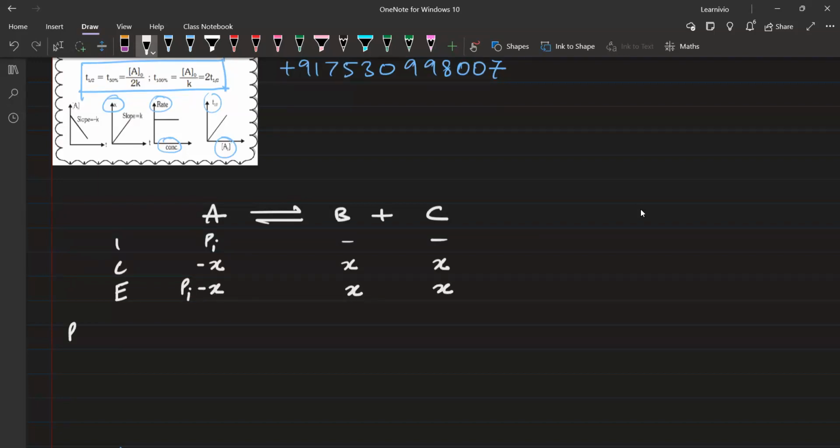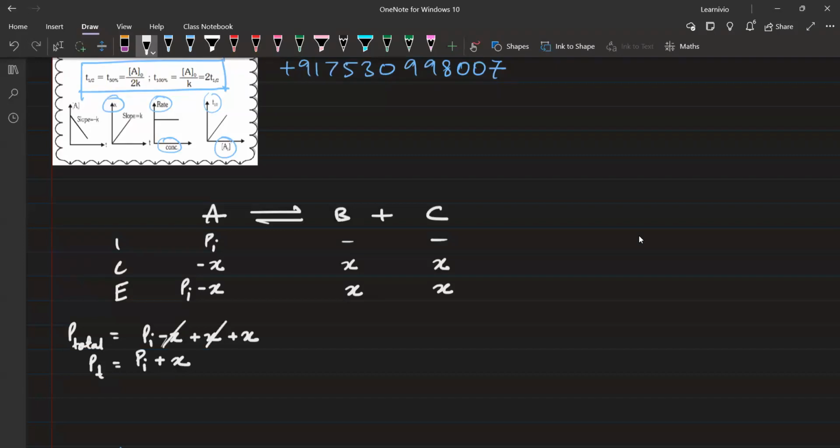Now the P total, if I say, what is P total? P total is the pressure at equilibrium. P total will be equal to Pi minus X plus X and plus X. Right? This is Pi. Now at equilibrium, that means finally we have A, B, and C. The pressure due to A is P initial minus X, and then X and X. Fine. Now minus X and plus X will cancel. We'll say that P total is equal to P initial plus X.